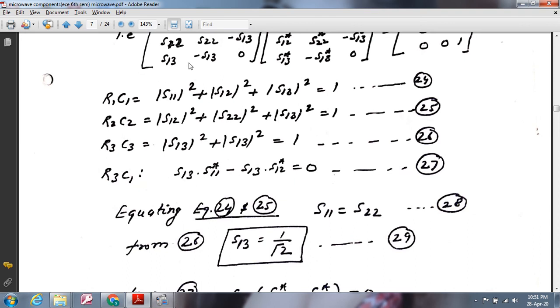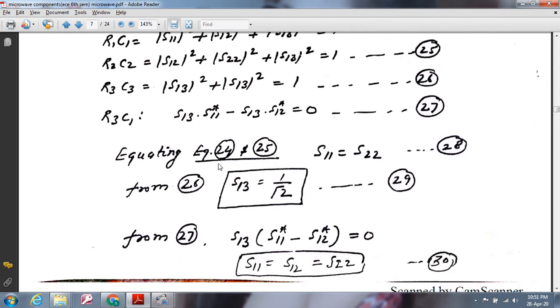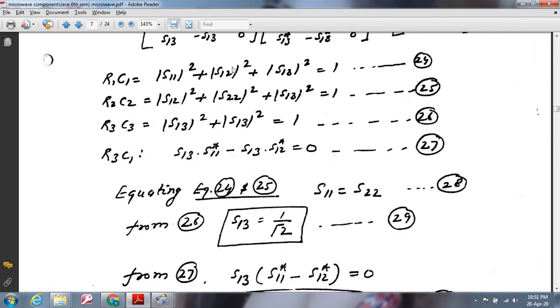And R3C1 equals S13. This is R3 and this is C1. So S13 multiplied by S11 star minus S13 multiplied by S12 star equals 0. So this is equation number 27. Now equating equation number 24 and 25. This was equation number 24.